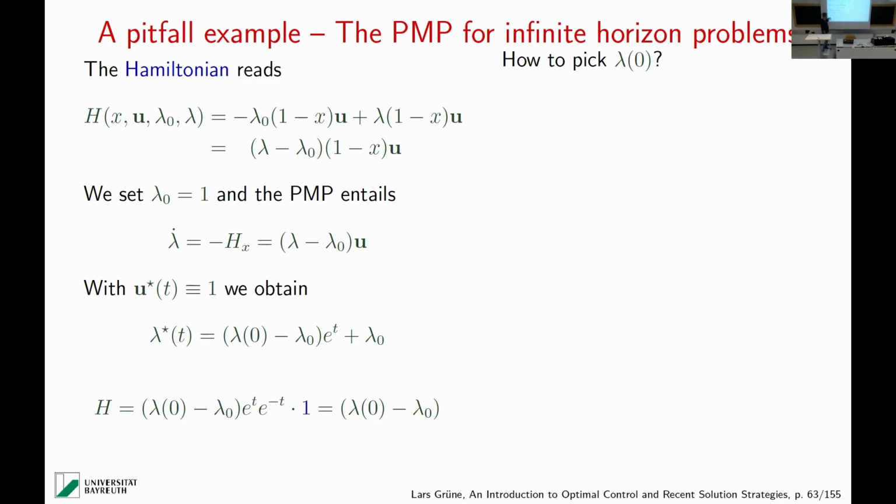And then what we do is look at this expression, which is known to be constant, which is lambda of 0 minus the lambda 0 term. And now we check, how do we have to choose lambda of 0? This is a free parameter here. If the horizon were finite, we would choose it in such a way that lambda star of TF would be 0. And in infinite horizon, we have to make sure that the Hamiltonian is minimized by u equal to 1.